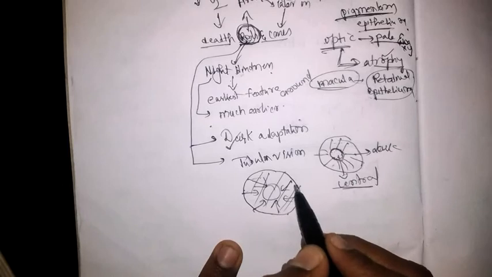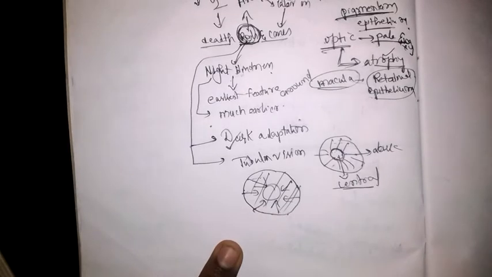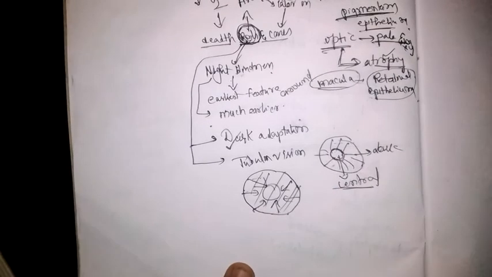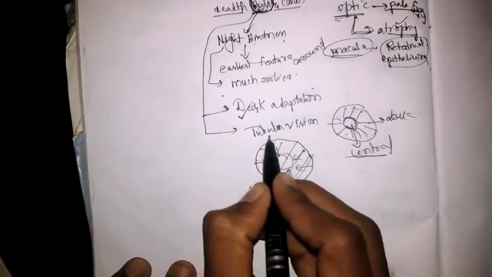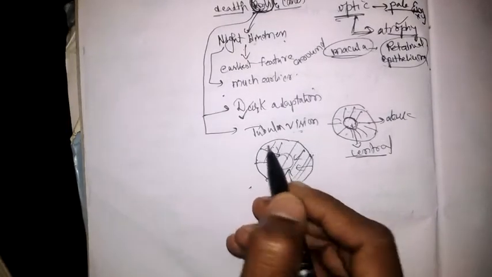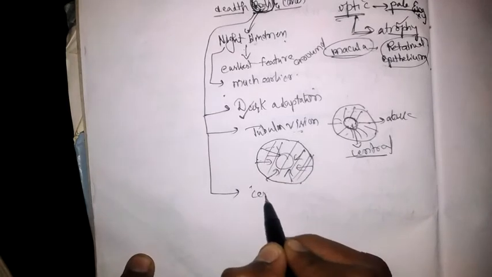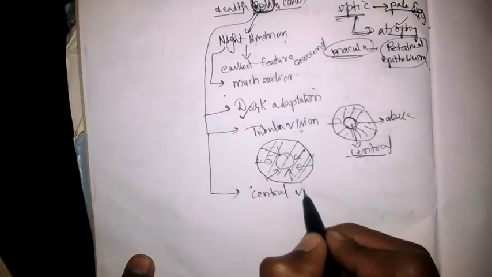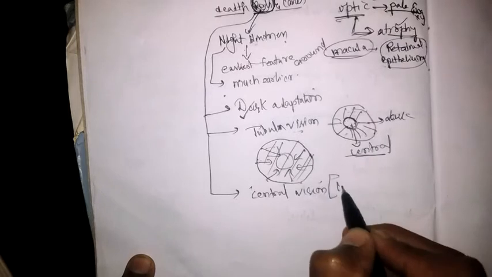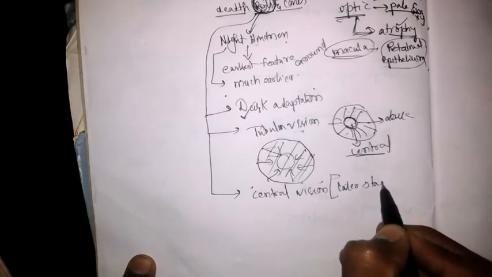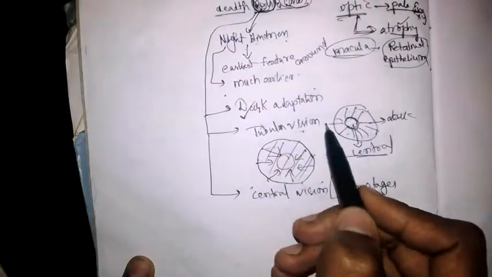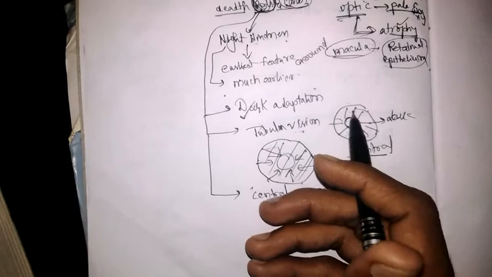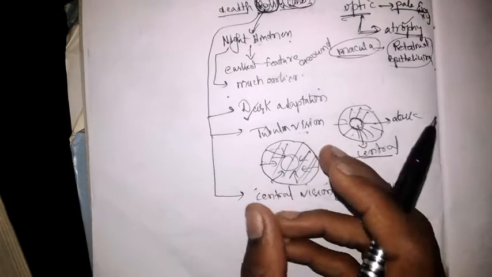As the periphery is getting affected earlier, the peripheral vision will be affected first, then the central vision will get affected. But this is in later stages, and after that even cones will also get affected, right? So this is about the pathogenesis.